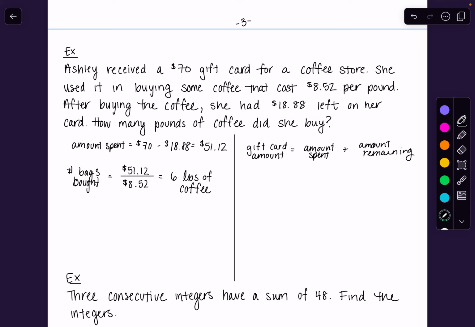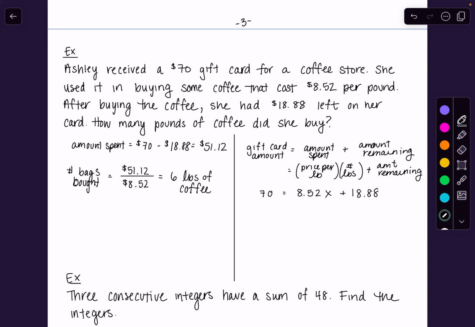And then the amount she spent is dependent upon how many pounds she bought. So the amount she spent is the price per pound multiplied by the number of pounds plus this amount remaining on the gift card. Okay. So our $70 is equal to the price per pound, which is 8.52, multiplied by the number of pounds. I'll just call this X because L kind of looks like a 1 a lot of times. And then the amount remaining on the gift card is $18.88.